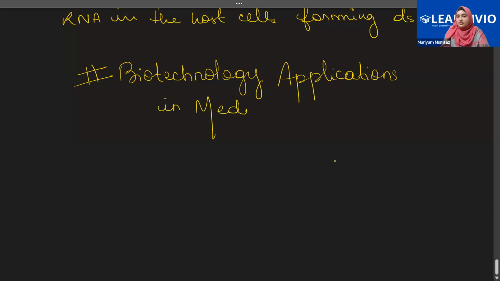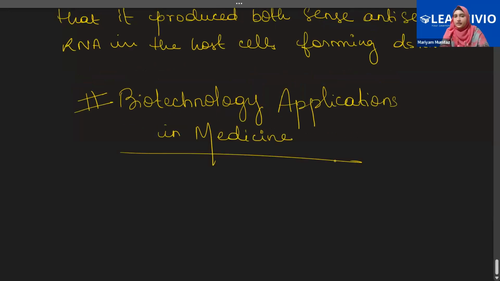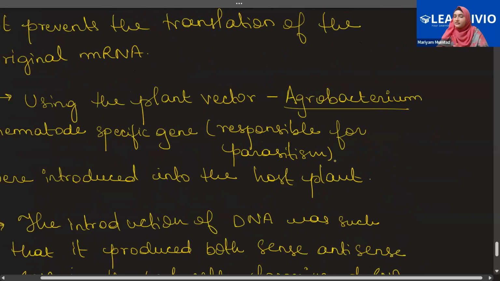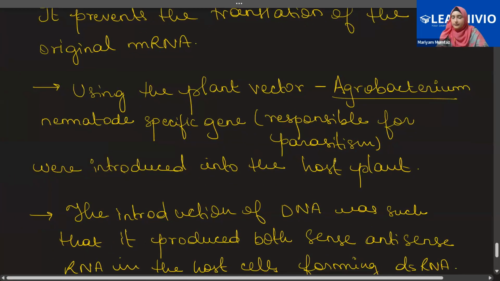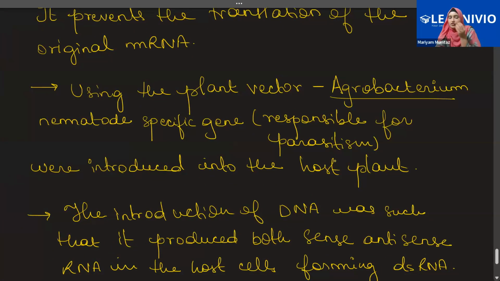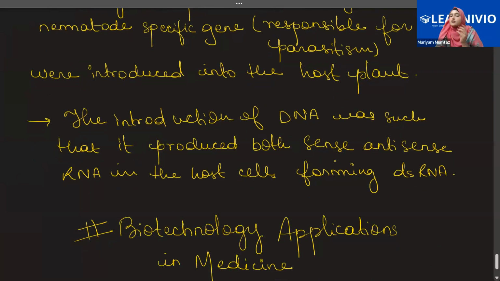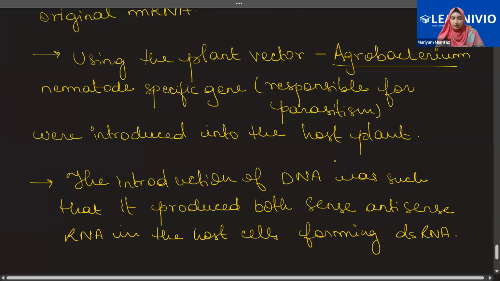Now we're going to see the biotechnological applications in the field of medicine. Okay, this was all there is to know. The plant vector that we are using to deliver the gene of interest into the plant is the agrobacterium vector. So the host-specific, or you can say the nematode-specific, genes are sent into the plant, and this causes RNA interference, just like how I told you.